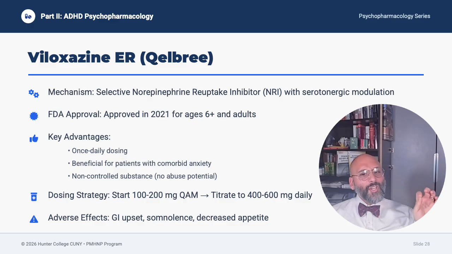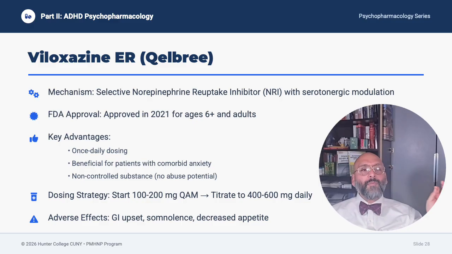This, in addition to increasing norepinephrine in the prefrontal cortex, also has some serotonergic modulation. That serotonin piece is important because it helps explain why this medication can feel less activating than a stimulant, and it's often better tolerated in patients with a primary anxiety or comorbid anxiety disorder. Viloxazine ER was approved in 2021 for children ages 6 and up, adolescents, and adults, okay? Unlike some older non-stimulants, this one spans that full age range. So this is a lifespan drug here.